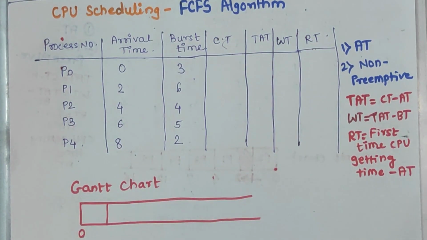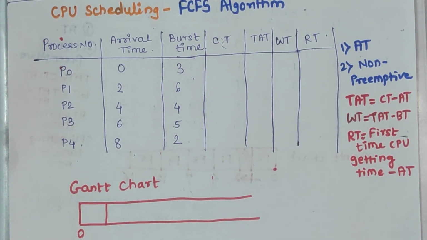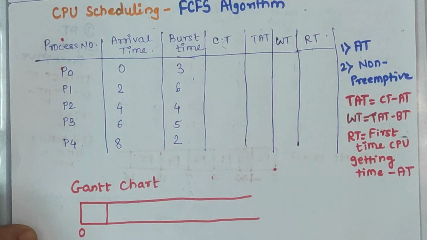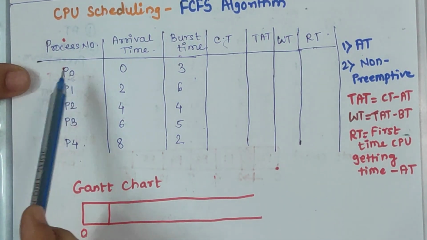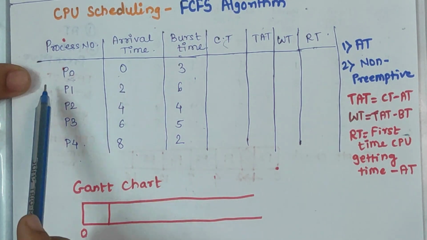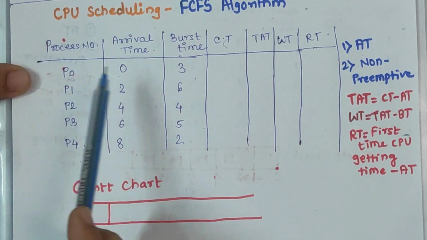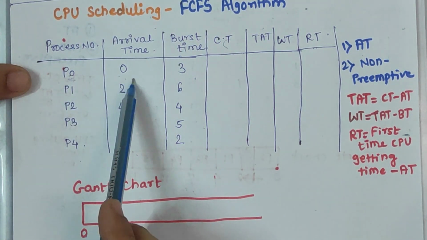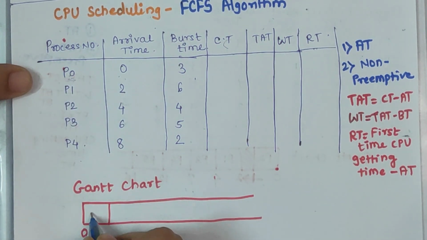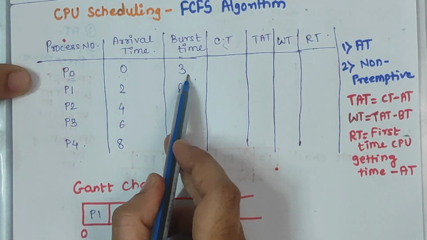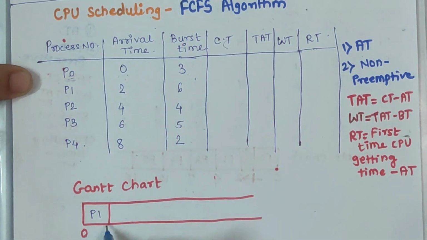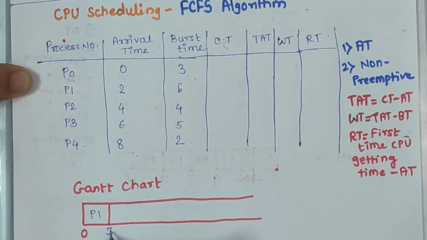The Gantt chart starts at time unit t0. So the very first thing is we have to start with the process P0 and check its arrival time. Process P0 is arriving at time unit 0. So we have to put the process P0 in the Gantt chart and it completes its execution at 3 units. So here you have to write 3. That is, after 3 units P0 will complete its execution.